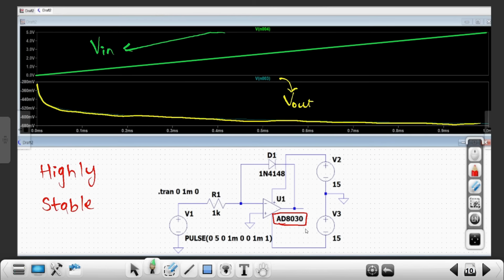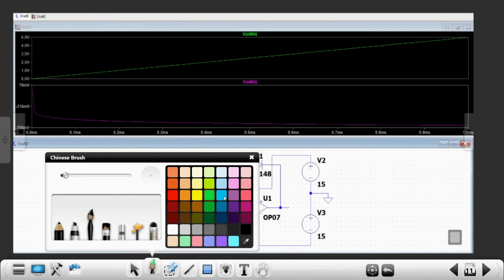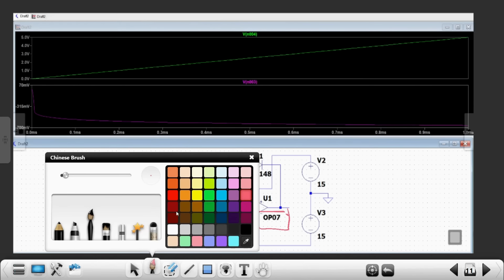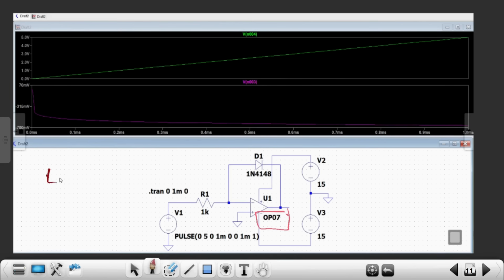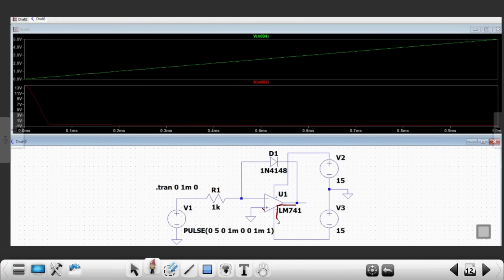On top of that, if you try to compare this particular Opamp with the other Opamp, OP07, it is less stable. This particular Opamp is less stable as compared to AD8030. So let me highlight this Opamp and write over here that it is less stable as compared to AD8030.